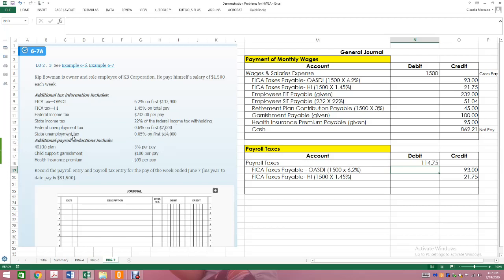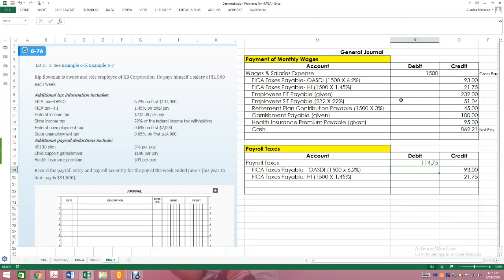The same thing for state unemployment. You would have to pay because you haven't reached the limit. Always compare your limits to how much the employee has earned. If you're above the limits, then you don't pay. If you're below the limits, then you are responsible to pay those taxes. And federal and state unemployment tax go under payroll taxes.